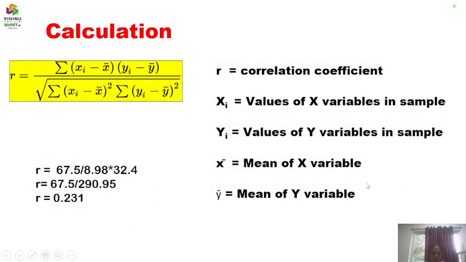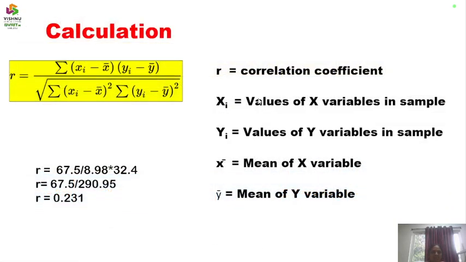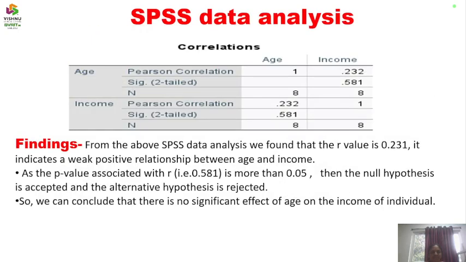And this is the formula where you are going to use x bar and y bar in fraction mode. That's the reason we are supposed to use the correlation coefficient. We are finding the differences between the two variables. So this is the formula we are going to use: summation of xi minus x bar, yi minus y bar, under the root of summation of xi minus x bar whole square, summation of yi minus y bar whole square. After calculating all those things, you are getting 0.231. So this indicates a very weak correlation between age and income. Like that, we are going to find out the values.